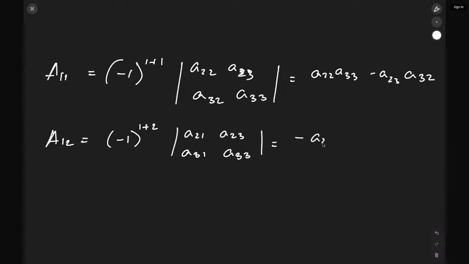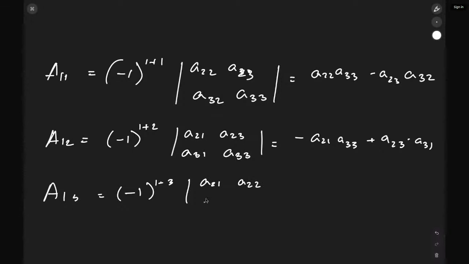It will be minus A21 A33 plus A23 times A31. Now A13 will be minus 1 to the power 1 plus 3, A21, A22, A31 and A32. I can write this as A21 A32 minus A22 A31.